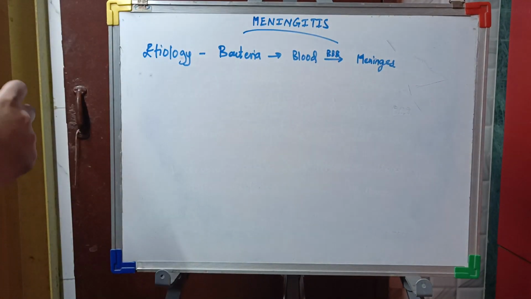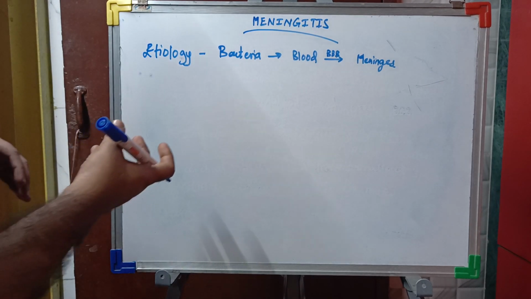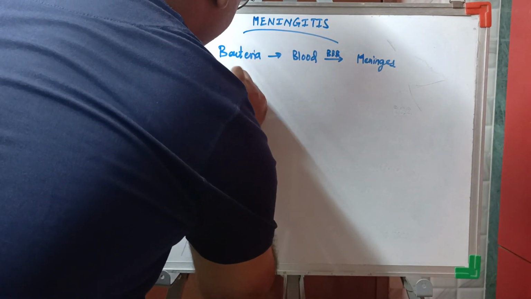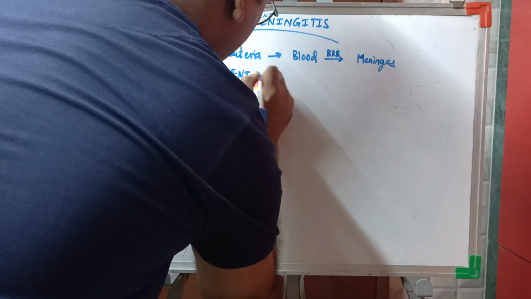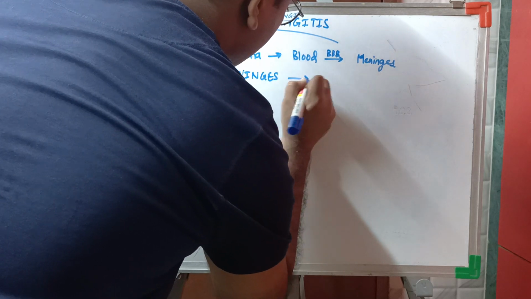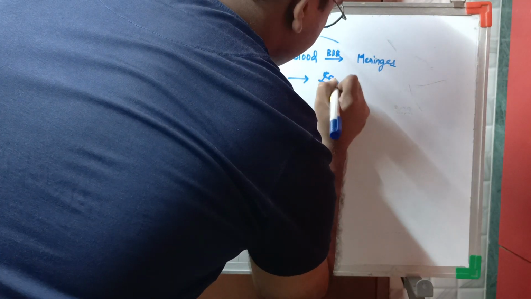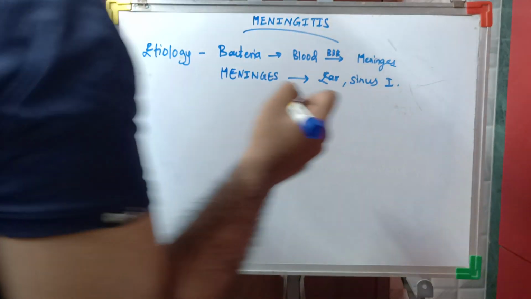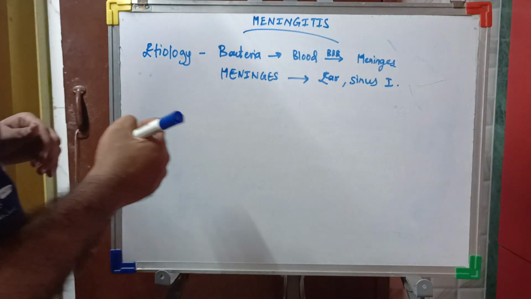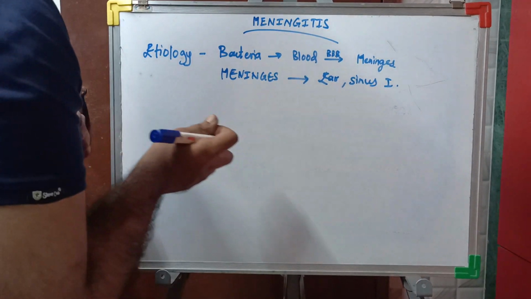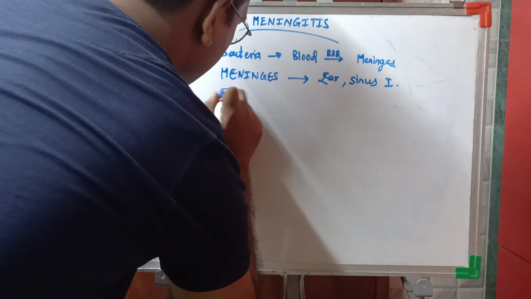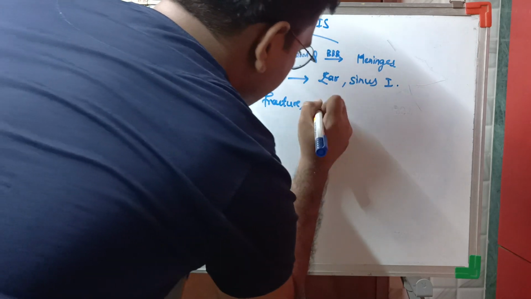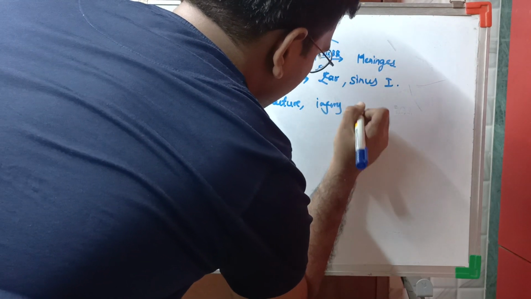There is also another type of bacterial invasion where the bacteria do not enter the blood directly, but enter the meninges directly through an ear or sinus infection or trauma. During trauma or a skull fracture or injury, the bacteria directly invade the meninges.